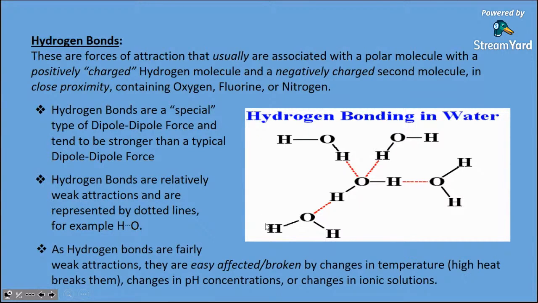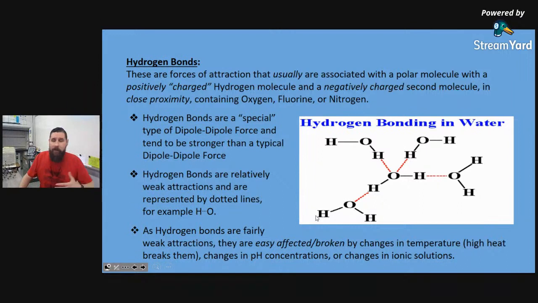The third type, oh, and I forgot to mention, hydrogen bonds, again, because they're fairly weak attractions, are easily affected by changes in temperature. If I heat this up, those molecules are going to speed up. There's a phrase that we use in chemistry: heat them up, speed them up.